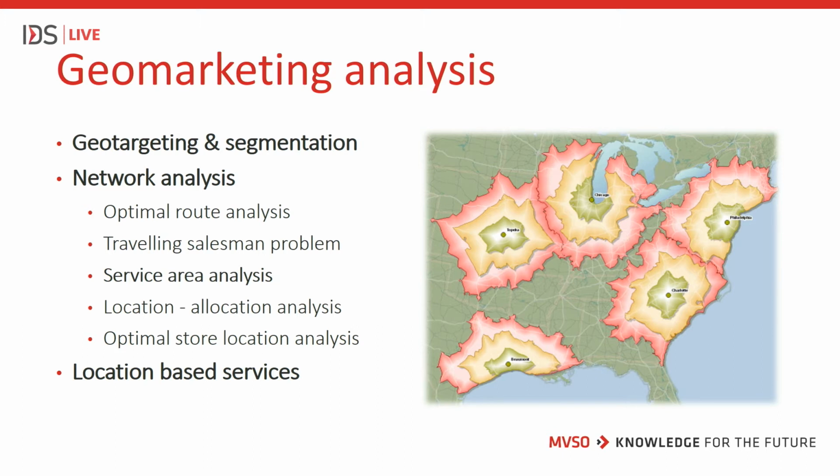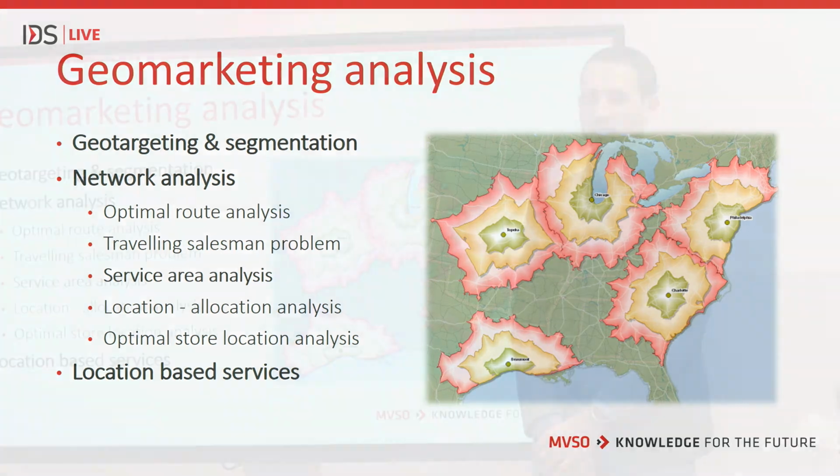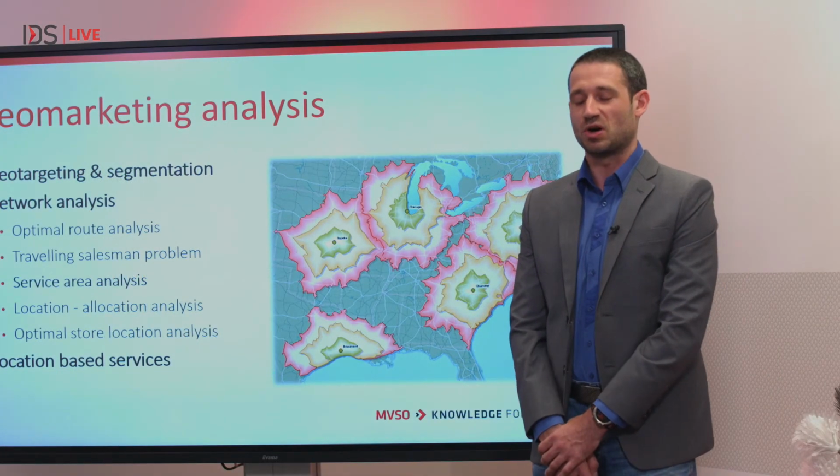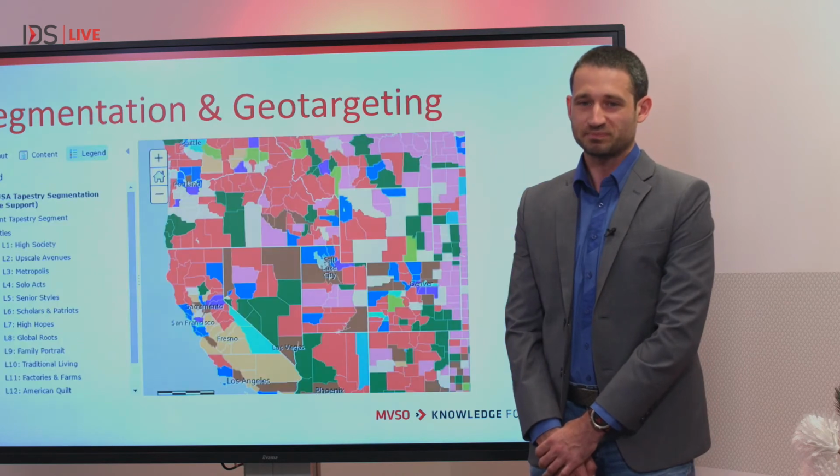A key part of geomarketing is not only the software, not only the data, but also analysis, spatial analysis of the data. There are a lot of analyses that you can do. On this slide, I pointed out only a few of these spatial analyses that we can do in GIS software. I will just briefly talk about a few of them.